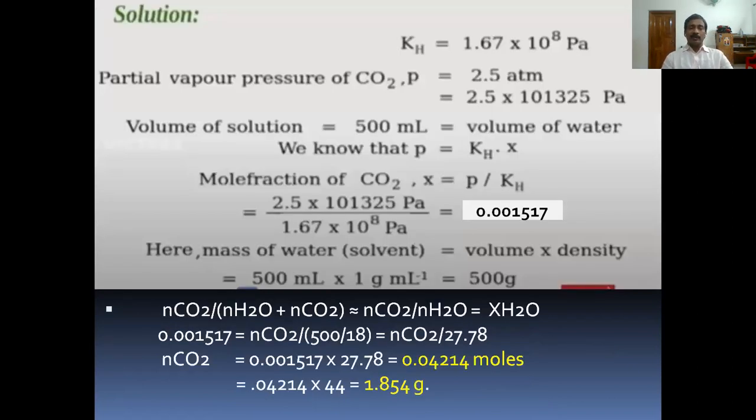So Kh is equal to 1.67 into 10 raised to 8 Pascal. Partial pressure of CO2, 2.5 atmosphere, is equal to 2.5 into 101.325 Pascal. Volume of solution is equal to 500 ml, that is about 500 grams. Then Henry's law, P is equal to Kh into X, mole fraction of CO2, X is equal to P by Kh, 2.5 into 101,325 divided by 1.67 into 10 raised to 8, is equal to 0.001517.